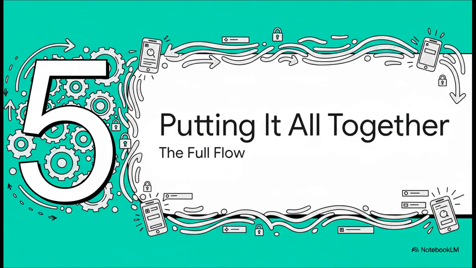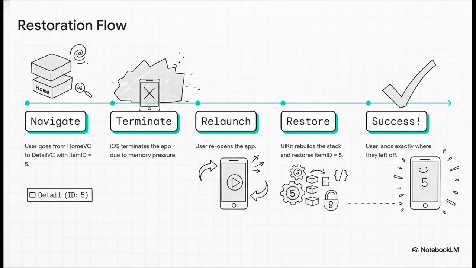All right, we've gone through the 4 steps. Now let's watch how they all come together in a real-world scenario. This is the cool part. So, picture this. Your user navigates to a detail screen for, let's say, item ID number 5. Sometime later, iOS terminates the app. The user, none the wiser, reopens it. Instantly, UIKit kicks into gear. It uses your restoration IDs and your creation code to rebuild that navigation stack. Then, it uses your save and restore code to load that specific item ID number 5. And success! The user is right back where they were, looking at the exact same content with absolutely no idea anything ever went wrong behind the scenes.